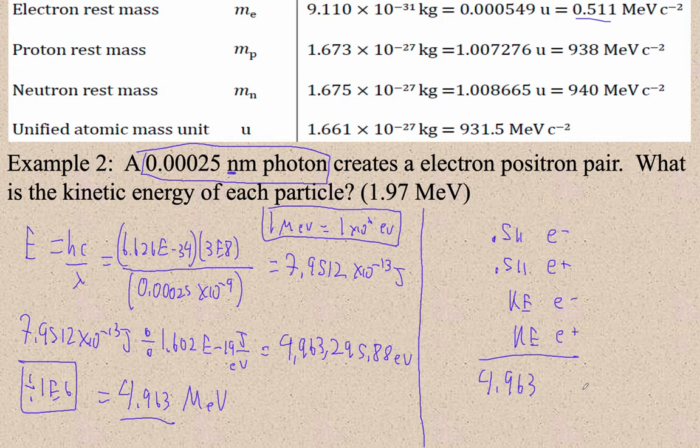So this is fairly simple math. Actually, this is very complicated. I'm going to take 4.963 minus 2 times 0.511, and I've got 3.941 left over for the kinetic energy. I'm going to divide that by 2, and I get 1.97, so the kinetic energy for each of them is 1.97 MeV. All right, there you go.